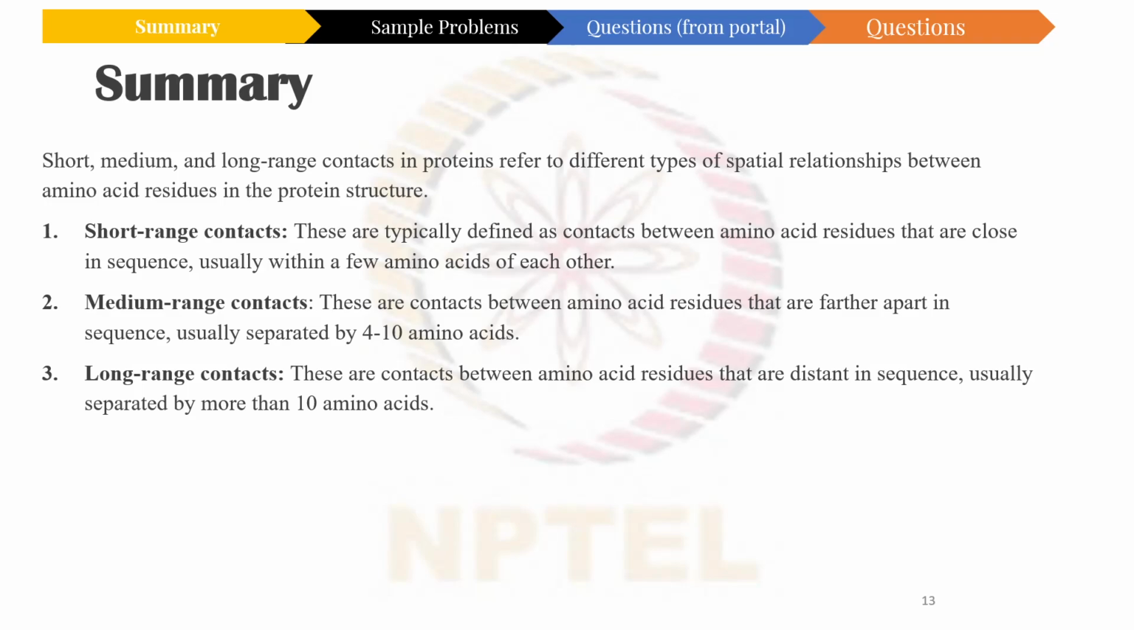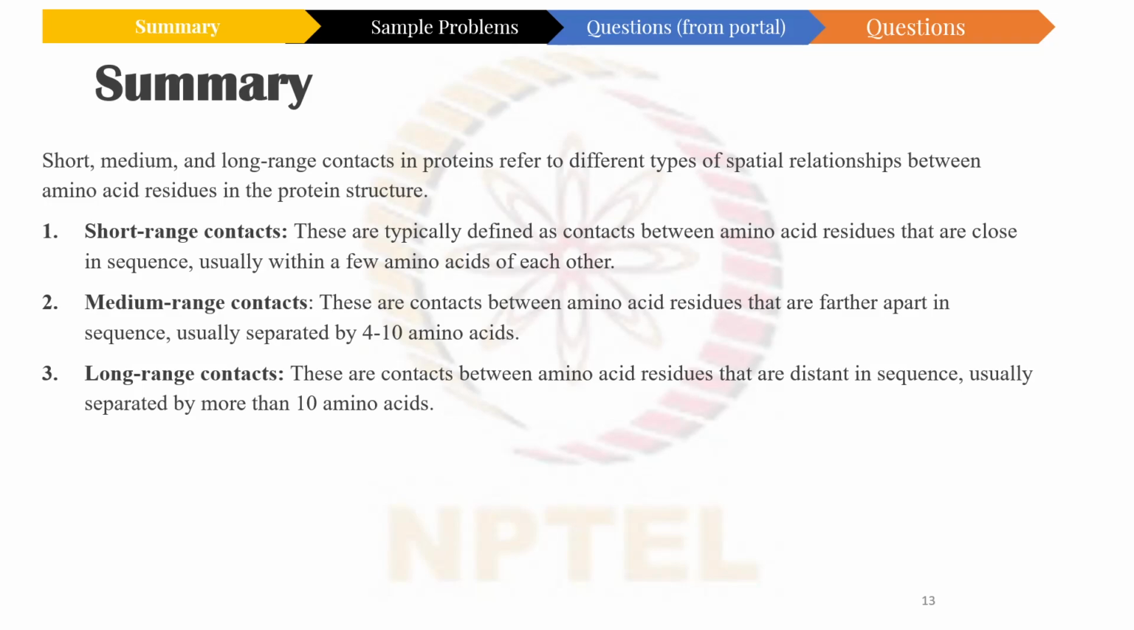So these short range contacts are critical for forming and stabilizing secondary structures such as alpha helices and beta sheets, and are typically formed through hydrogen bonds and van der Waals interactions. Next is the medium range contacts. These are the contacts between amino acid residues that are farther apart than the short range contacts in sequence, usually separated by 4 to 10 amino acids. And these medium range contacts can play an important role in stabilizing the tertiary structure of proteins, and they are typically formed through a combination of hydrogen bonds, van der Waals interactions and electrostatic interactions.